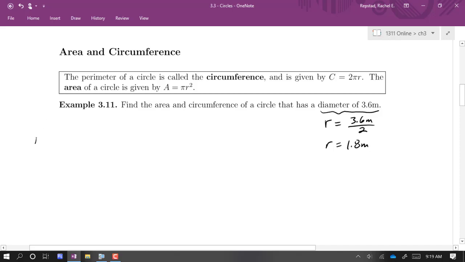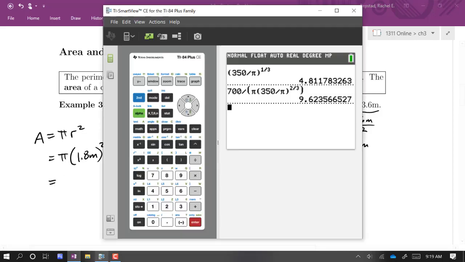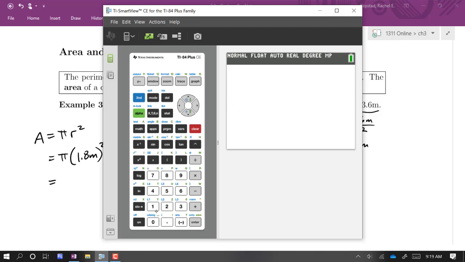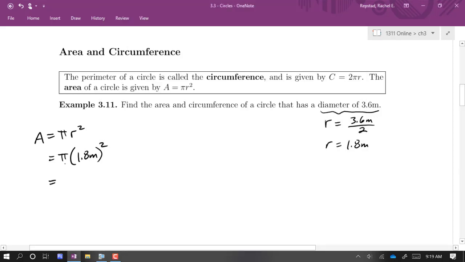The area, I guess I'll just start with there. We could start wherever we want. I'll pick the area to begin with. So this is pi r squared. That'll be pi times 1.8 meters squared. So if I square 1.8, I get 3.24. So in terms of pi, this is 3.24 pi square meters. There it is as an exact area.